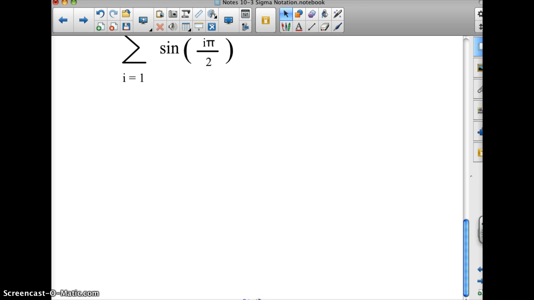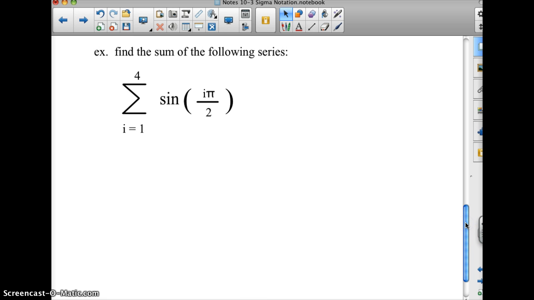Oh, of course, we have to have some trig in here, don't we? Find the sum of the following series: the sum from i equals 1 to 4 of sine of i pi over 2. All right, so I'm going to really get sine, and in this case, i is just a variable. So you're going to take the i out and replace it with the numbers 1 through 4.